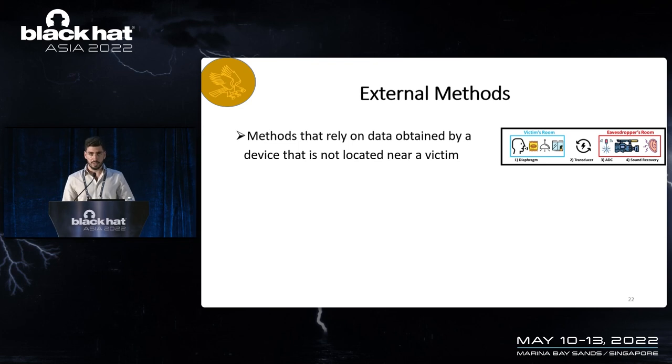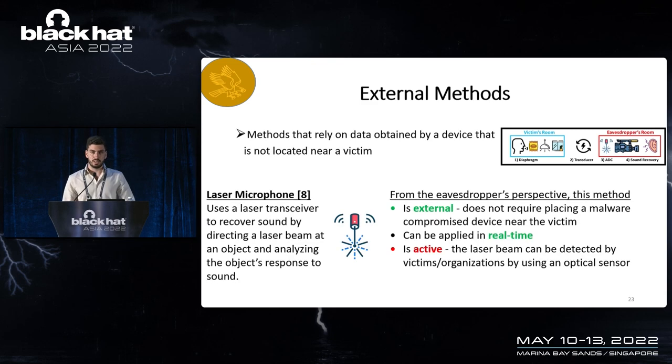Now we're going to discuss the external methods. External methods are methods that rely on data obtained by a device that is not located near the victim. The most famous external method that we know today is the laser microphone, which uses a laser transceiver to recover sound by directing a laser on an object and analyzing the object's response to the sound. The laser microphone's biggest advantages are, first of all, that it's external, which means it does not require placing any malware near the victim. And second of all, it can be applied in real time.